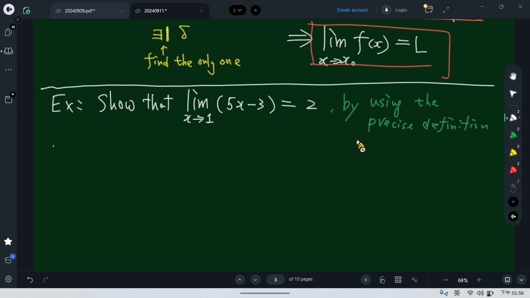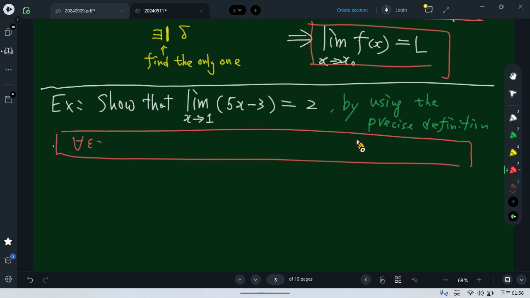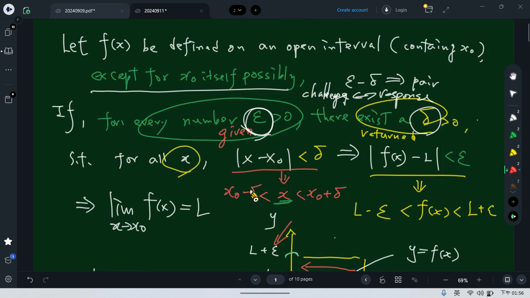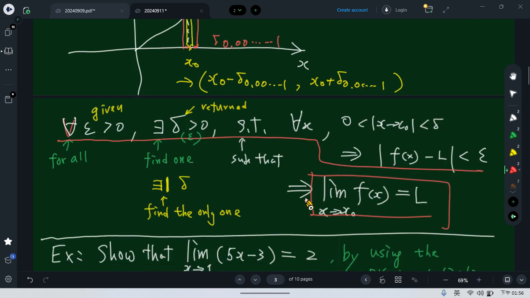So in this case, let me write down what we will do here. For any epsilon, positive epsilon, I always can find a delta. For any x, if its distance between x and x0 is less than delta, then I always can make the distance between f(x) and L less than epsilon, right? So I just write the precise definition here again.